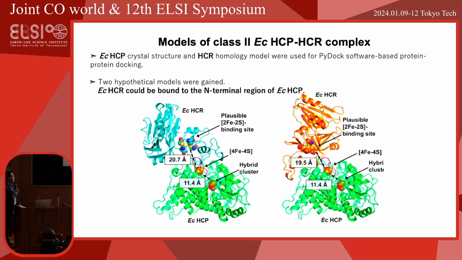And finally, we found two meaningful complex predicted structures to explain how the electron transfer occurs. At this moment, we couldn't decide which is correct. But you see the distances between the cofactor binding site of HCR to HCP, the 4-iron-4-sulfur to the active site hyperclusters, are somehow acceptable, and the route for electron transfer could be like this or this.